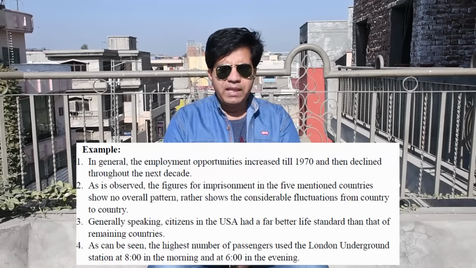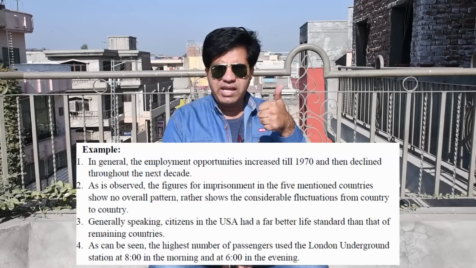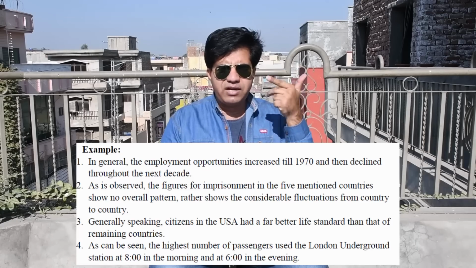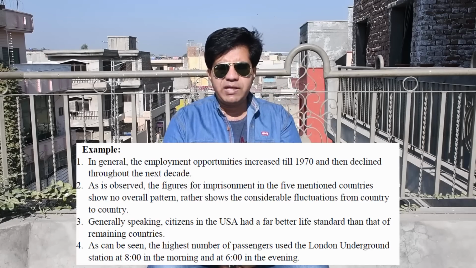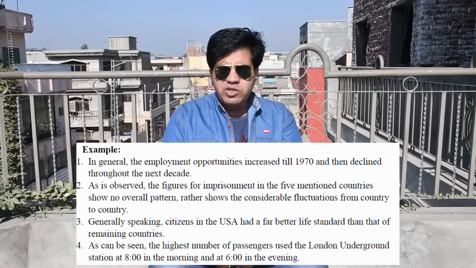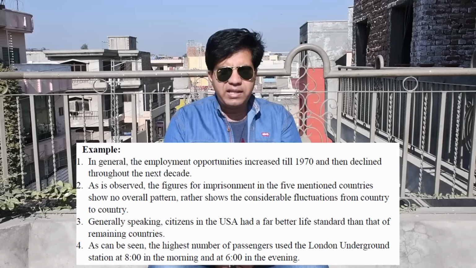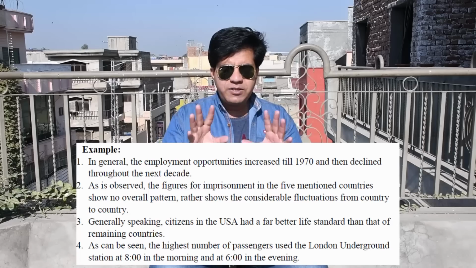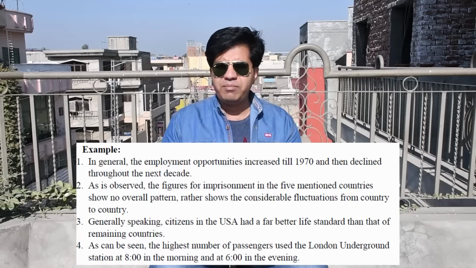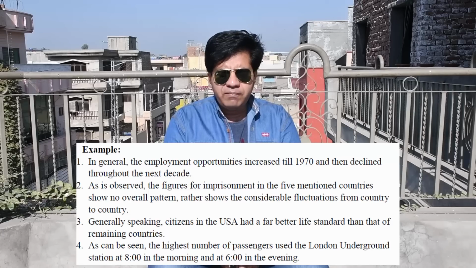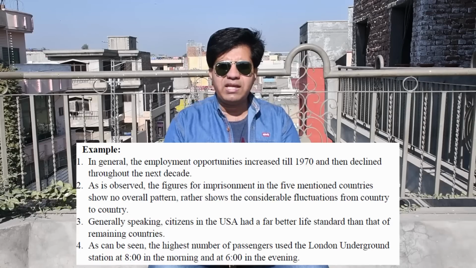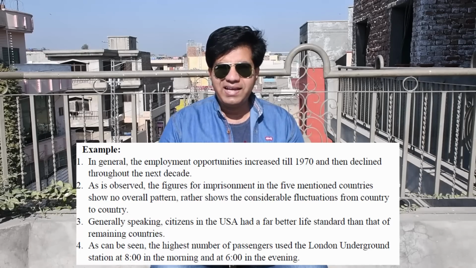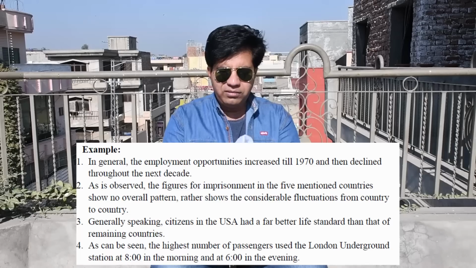The third example. First I used in general, then I used as is observed, and now I'm using generally speaking. Generally speaking, citizens in the USA had a far better standard of living than that of the remaining countries. Number four: as can be seen, comma. After these phrases you must use a comma, so be careful about punctuation marks. As can be seen, the highest number of passengers use the London Underground station at 8 in the morning and at 6 in the evening. As can be seen. Clear? Okay, well done. Let's just go on.